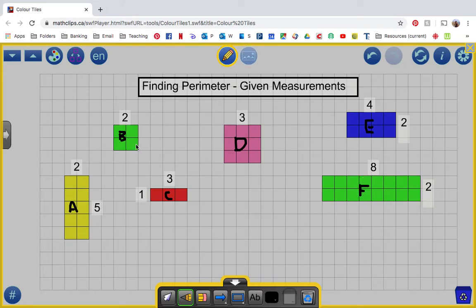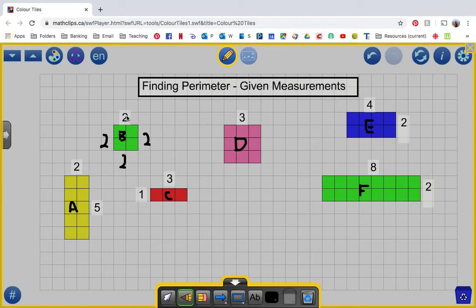Okay, so let's start with shape B, just because it is a square, and I want to do a square first. So we know this side is 2, and because we know that squares all have equal length sides, we can safely assume and know that each side equals 2. So to find this perimeter, I need to add 2 plus 2 plus 2 plus 2.